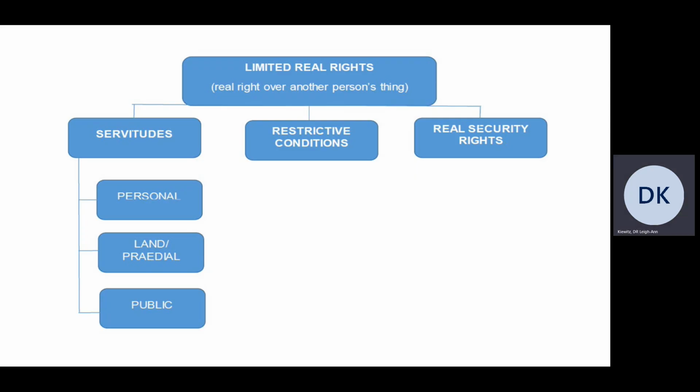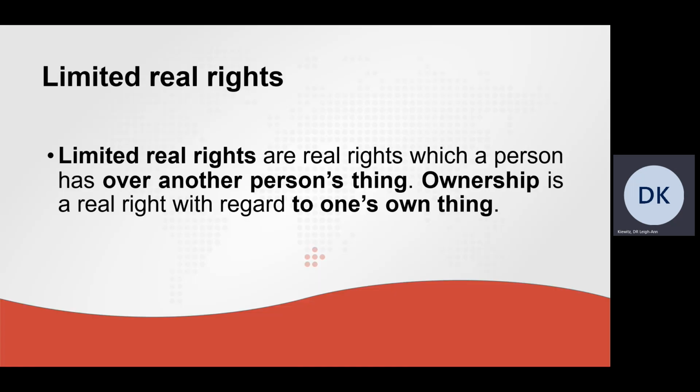On the diagram, you can see that there are three categories of limited real rights, namely servitudes, restrictive conditions, and real security rights. But before we look into these three categories, let us focus on the definition of a limited real right and how it differs from ownership. Limited real rights are real rights which a person has over another person's thing, whereas ownership is a real right with regard to one's own thing.